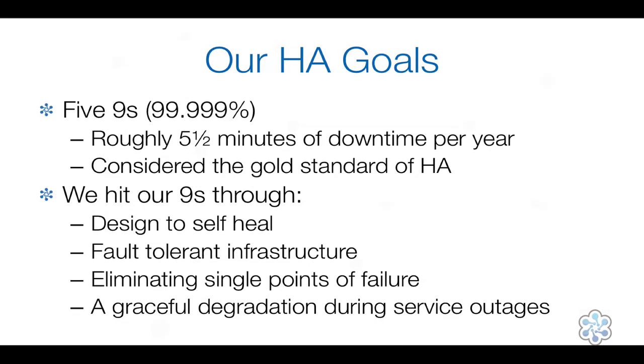Our high availability design goal for this series is 5 nines of availability. That is roughly 5.5 minutes of downtime per year. It is considered the gold standard of high availability applications. In order to hit our 5 nines goal, we need to design a self-healing architecture, build a fault-tolerant infrastructure, eliminate all single points of failure, and provide a graceful degradation of services during outages. This can be accomplished with many of the AWS service offerings.